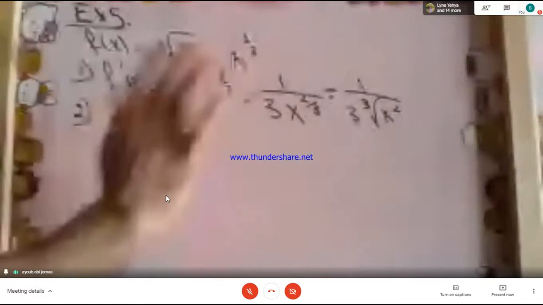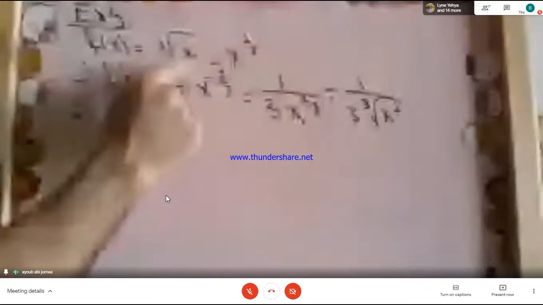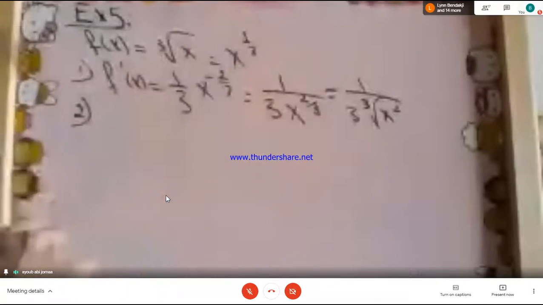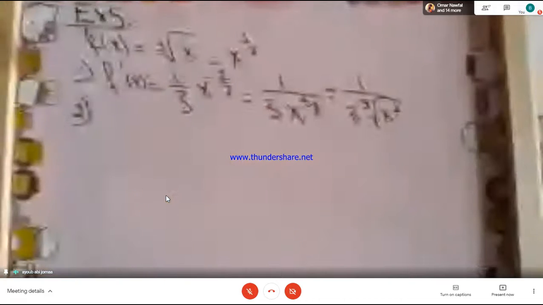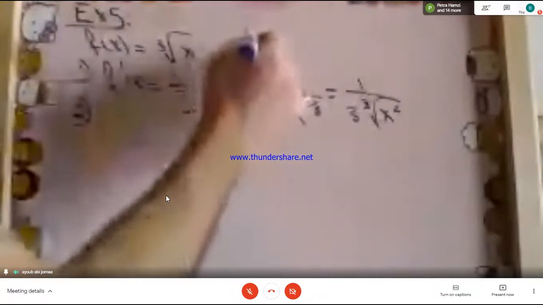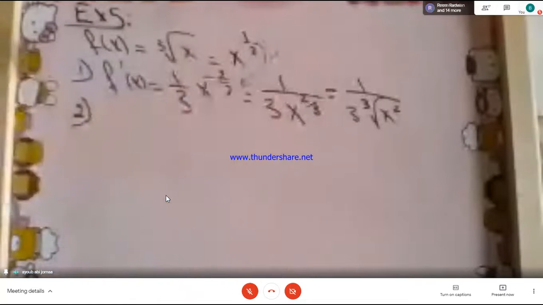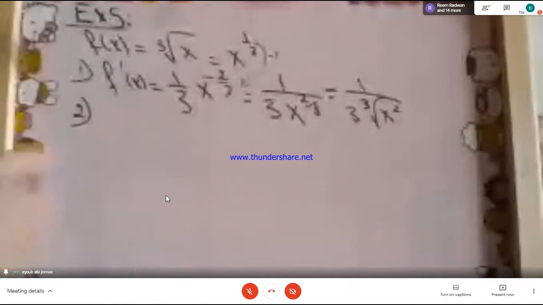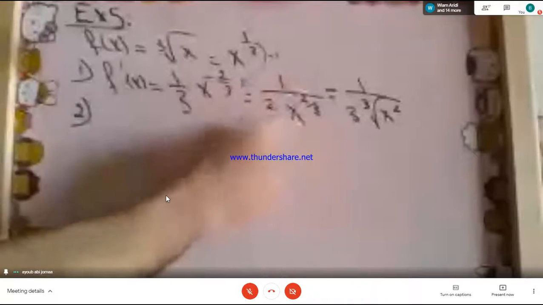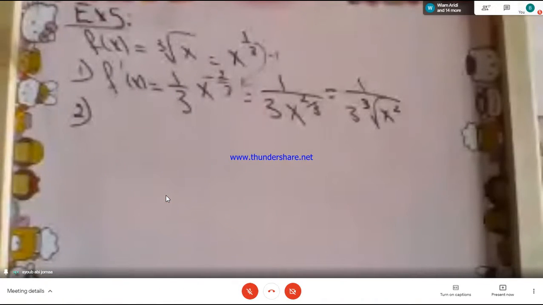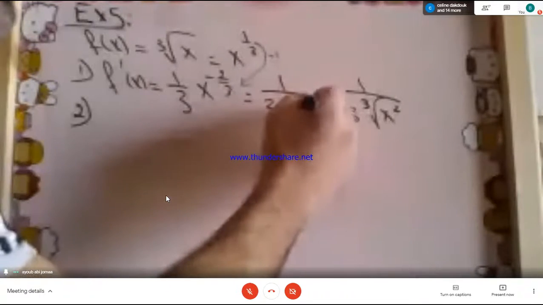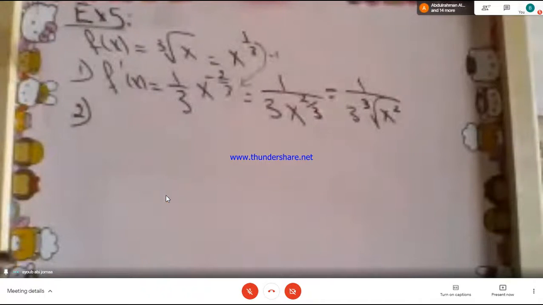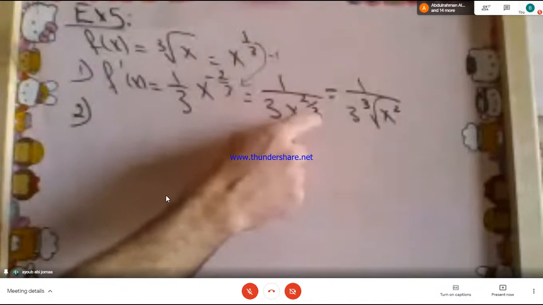There is a normal derivative, like we did in the first exercise. Cubic root of x, you write it x to the power 1 over 3. And then to derive, 1 over 3 goes down, and then you subtract 1 from the exponent of x. 1 over 3 minus 1, you get negative 2 over 3. Now you have a negative exponent. Change it to positive. So 1 over 3 cubic x to the power 2 over 3. In the last step, I rewrote it again in radical expression. X to the power 2 over 3 is the cubic root of x squared.